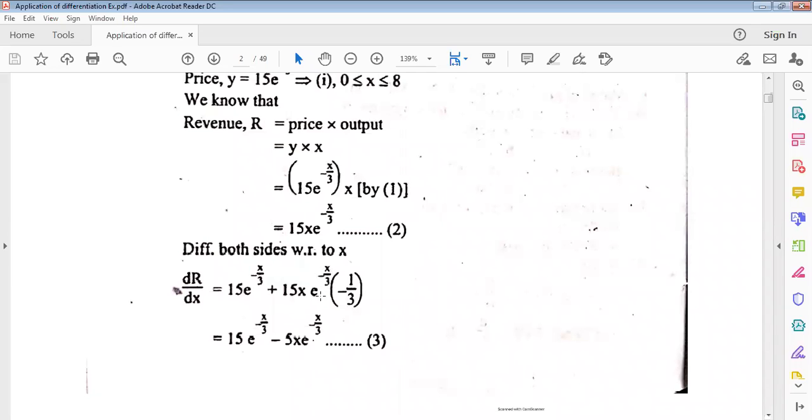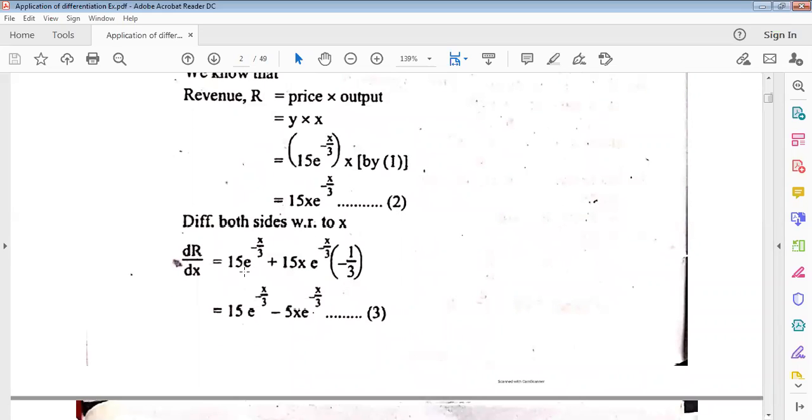We have to differentiate this. Differentiation of e to the power x is e to the power x, but we have to multiply it with the coefficient of x. Coefficient of x is minus 1 by 3. In differentiation, remember that we always have to multiply with the coefficient of x. Now 15 and 3 cancel, giving minus 5x e to the power minus x by 3. This is equation number 3. That means we have found the first differentiation.